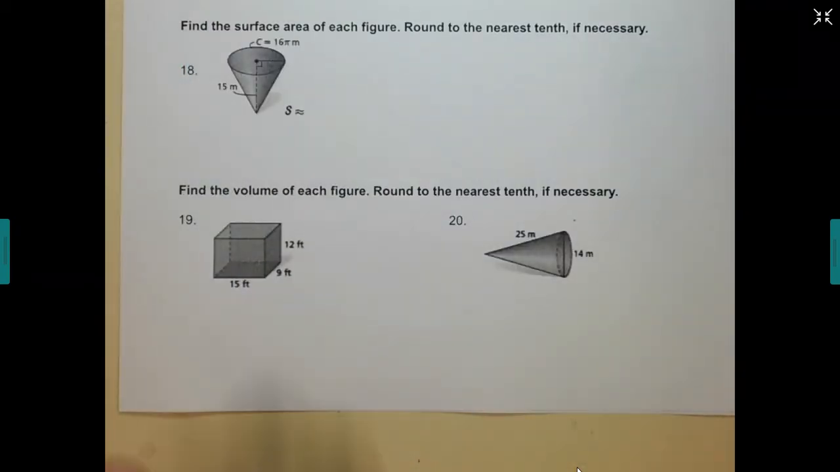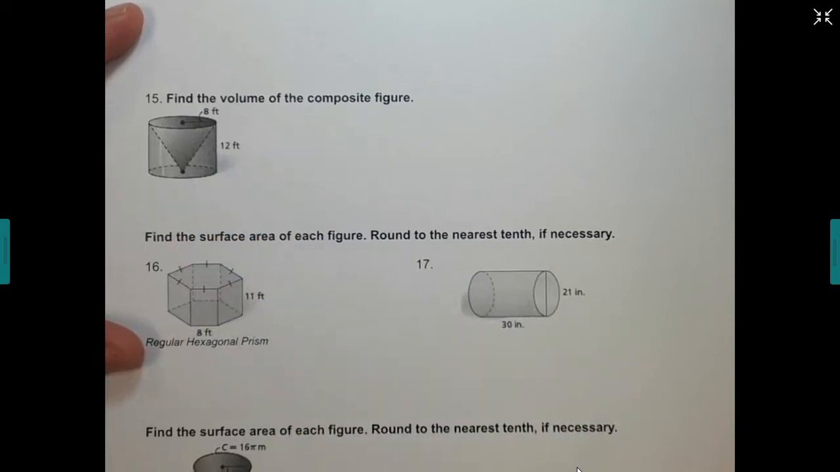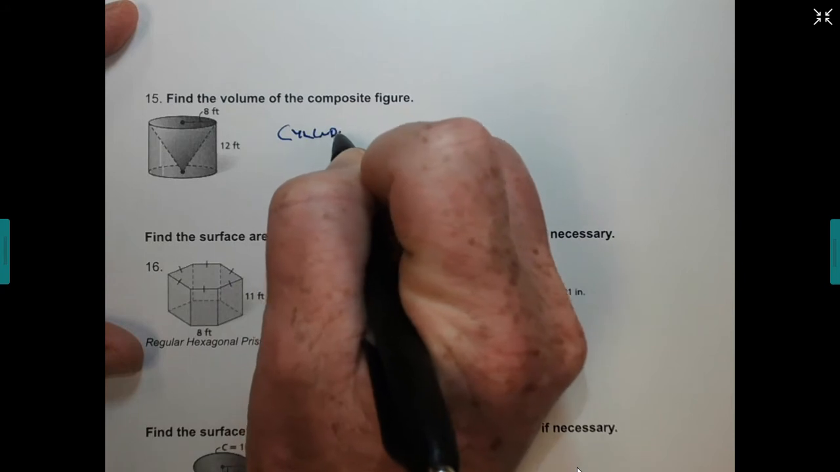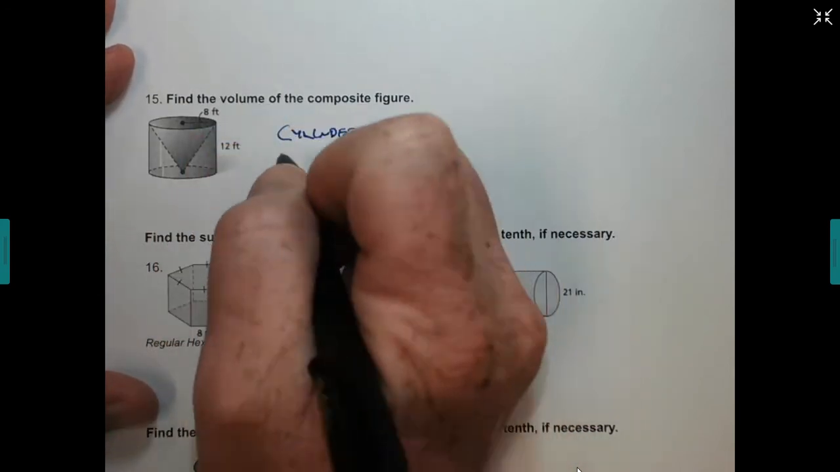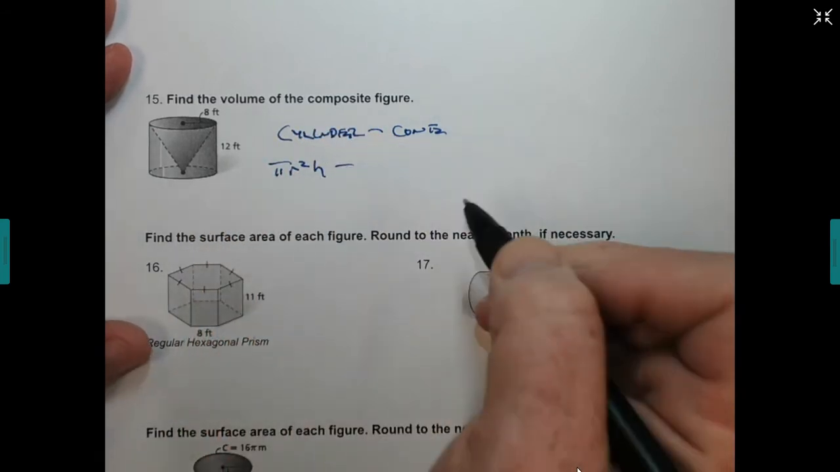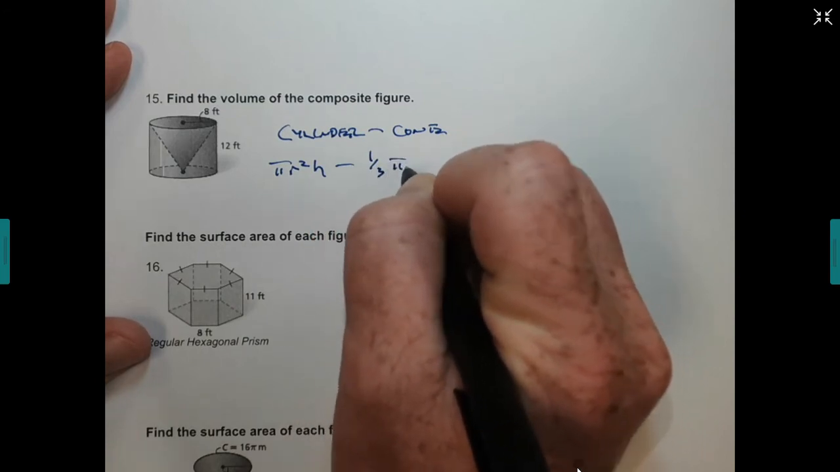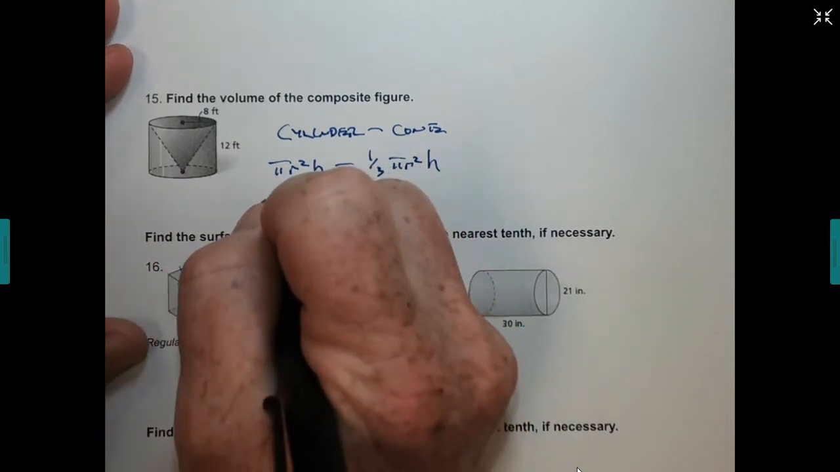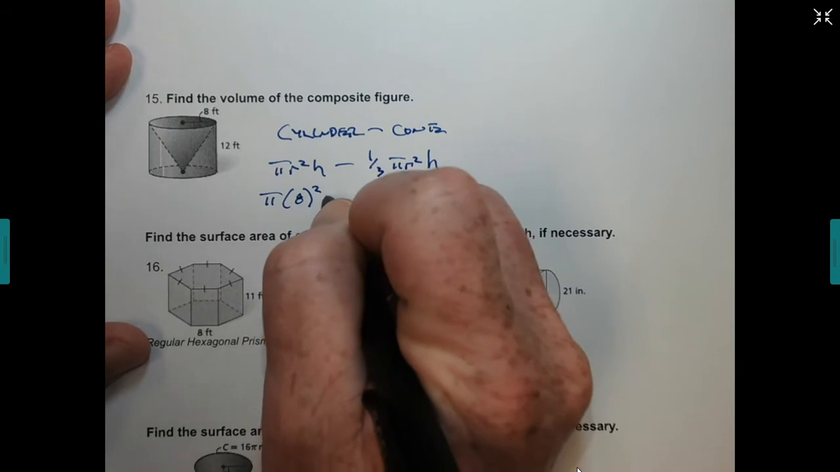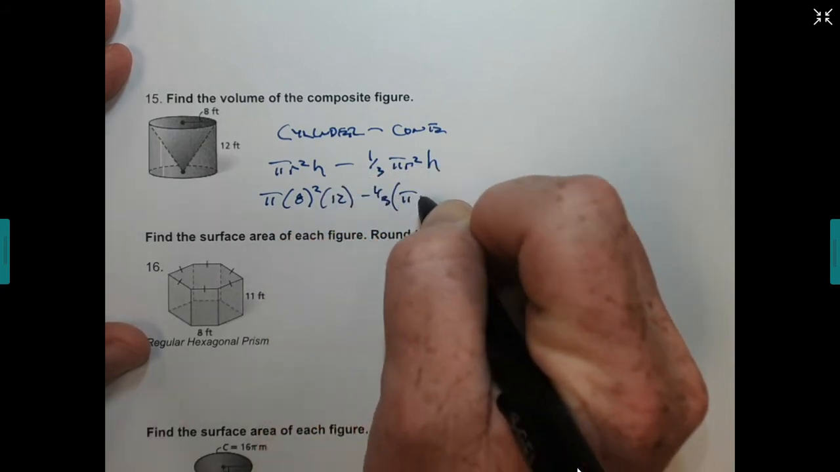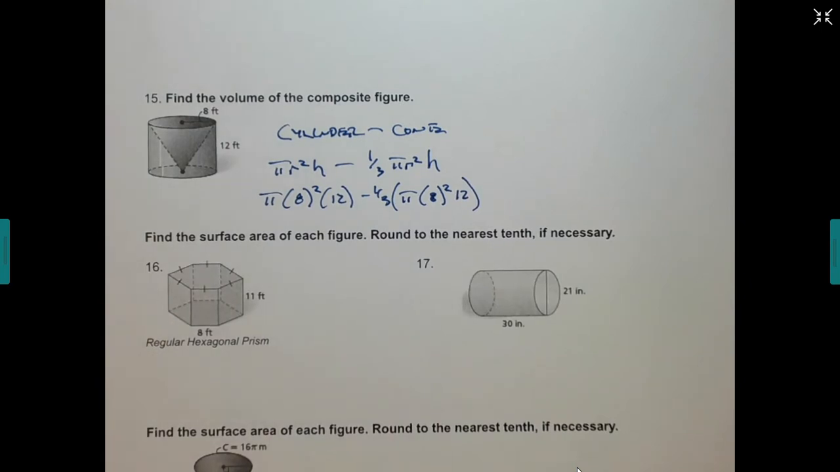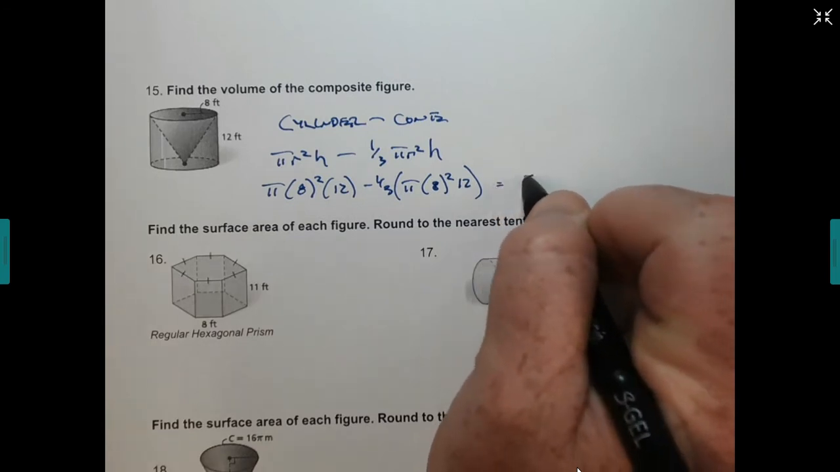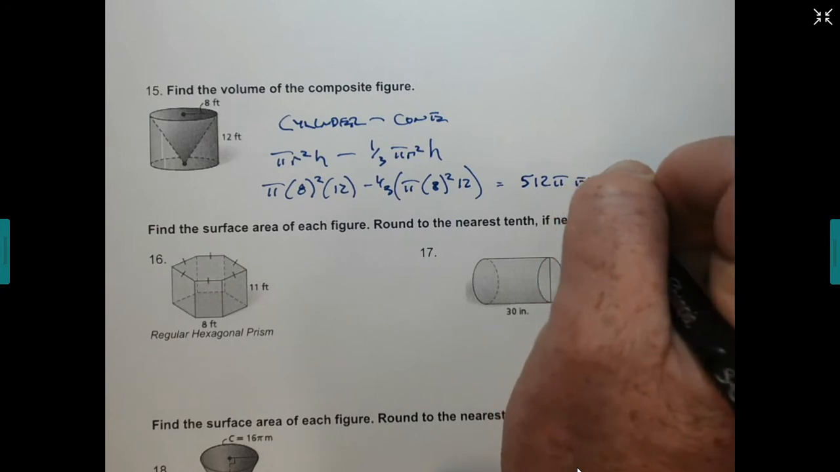Two pages down. Now this one, make sure this is a difficult one. Make sure you understand this is a cylinder where a cone has been removed. Okay? So it's just going to be the volume of the cylinder, which is the area of the base times the height, minus the cone, which is 1/3, area of the base times the height. And I got all the information I need. The radius is 8. The height is 12. Radius is 8 also for the cone, and the height is also 12. All right. So, calculator time. Again, I'm getting 512 pi cubic feet.